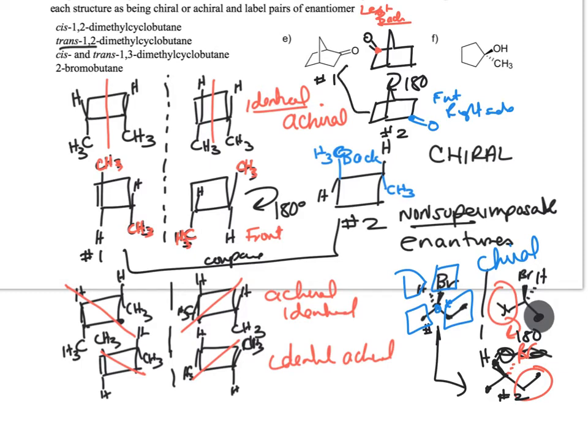You want to compare these two, and if you lay one on top of the other, you see that the original ketone is in back, this one's in front, so those would be non-superimposable. That means it's chiral, and they are enantiomers.